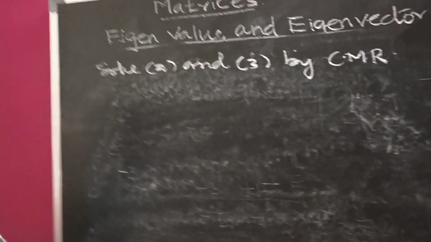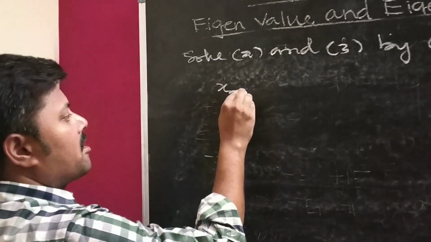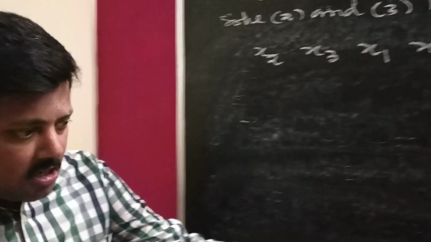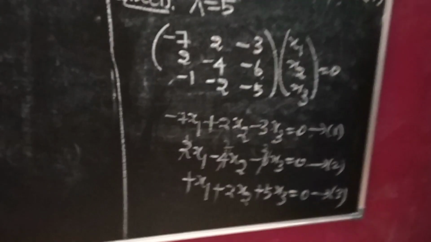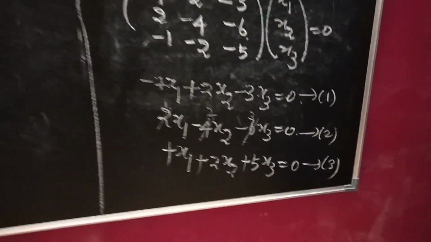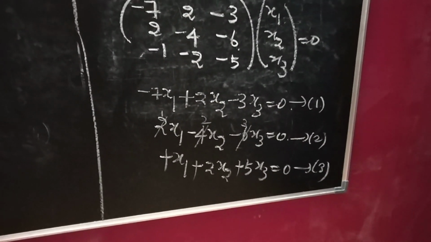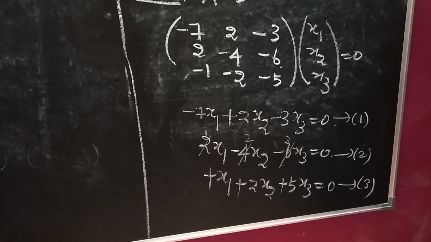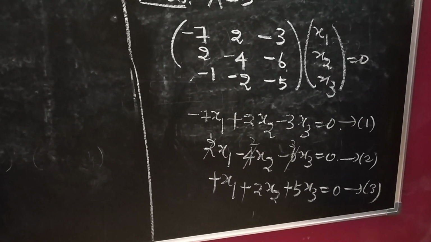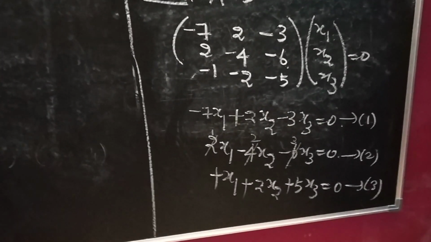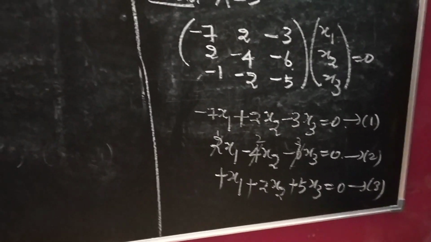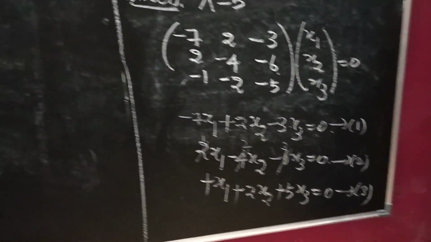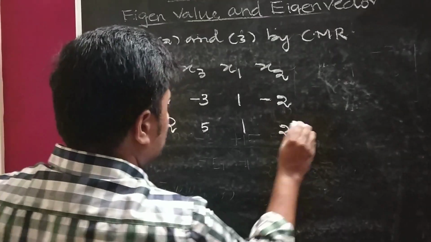So cross multiplication rule is start with x2, end with x2. So equations 2 and 3. What are the equation 2 coefficients? Equation 2: x2 coefficient is minus 2, x3 coefficient is minus 3, x1 coefficient is 1 and x2 coefficient is minus 2. In equation 3, what are the coefficients? 1, 2, 5. Equation 3: x1 coefficient is 1, x2 coefficient is 2, x3 coefficient is 5, x1 coefficient is 1, x2 coefficient is 2.